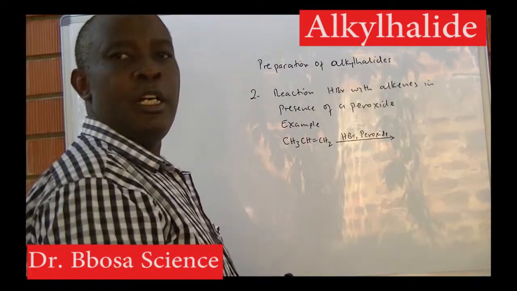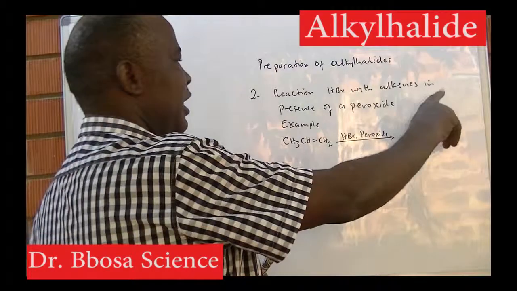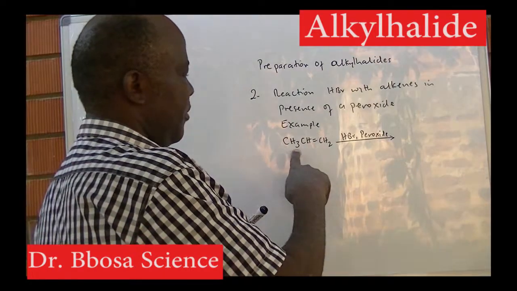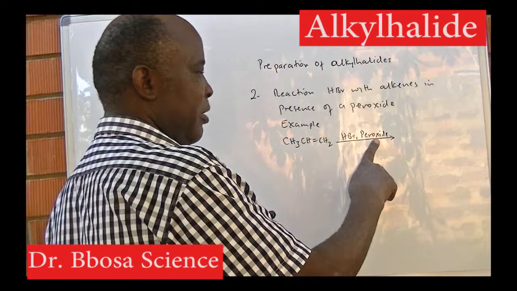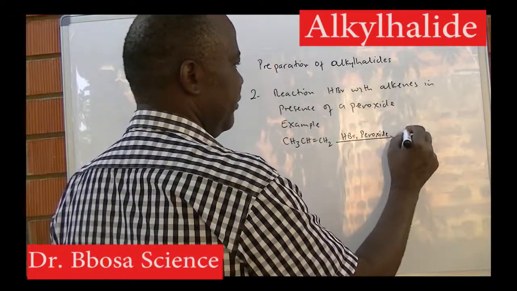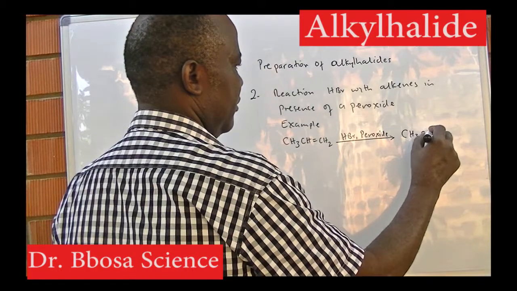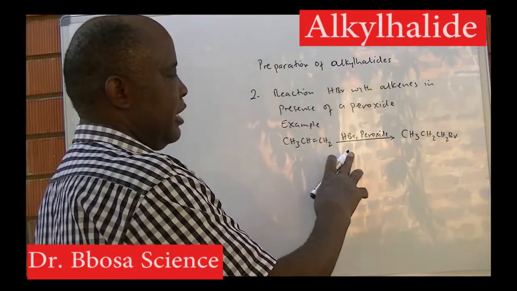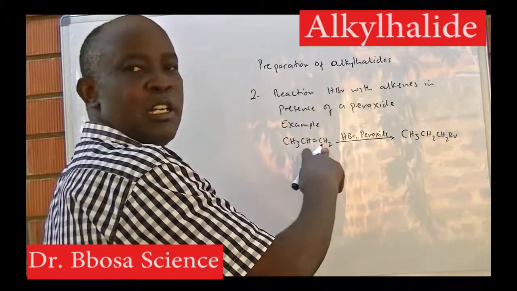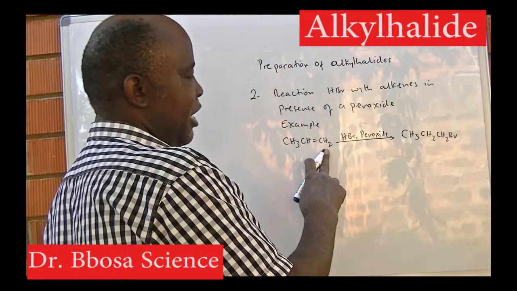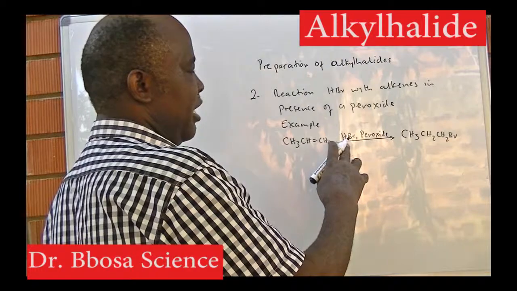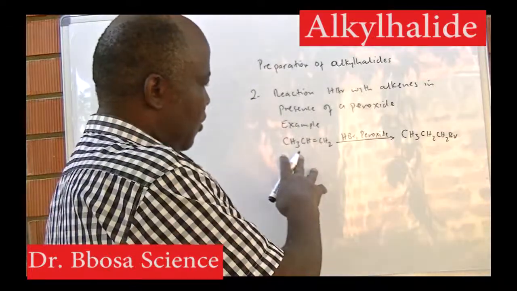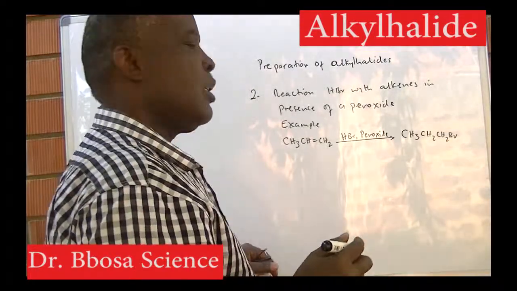Method 2: reaction of HBr with alkenes in the presence of a peroxide. An example: propene plus HBr in the presence of a peroxide, you get 1-bromopropane. In this case, the bromine atom goes to the carbon atom with the highest number of hydrogen atoms. Then the hydrogen atom goes to the carbon atom with the least number of hydrogen atoms, contrary to Markovnikov's rule. Mechanism.